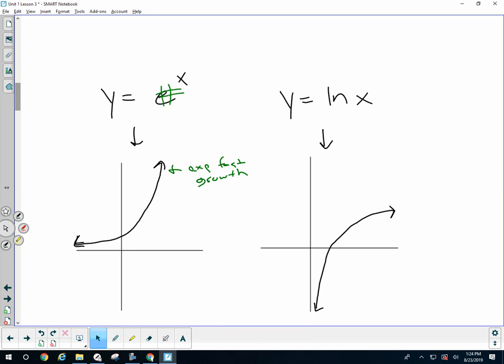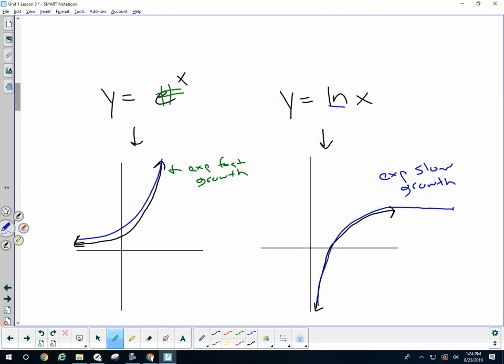This is the log function. I call it the log function. I will use log even though it's read the natural log. It is the inverse function of y equals e to the x. If y equals e to the x grows exponentially quickly, the natural log function grows exponentially slowly. We have to plug in exponentially larger and larger values to get just tiny little bits of growth. So, exponentially slow growth.